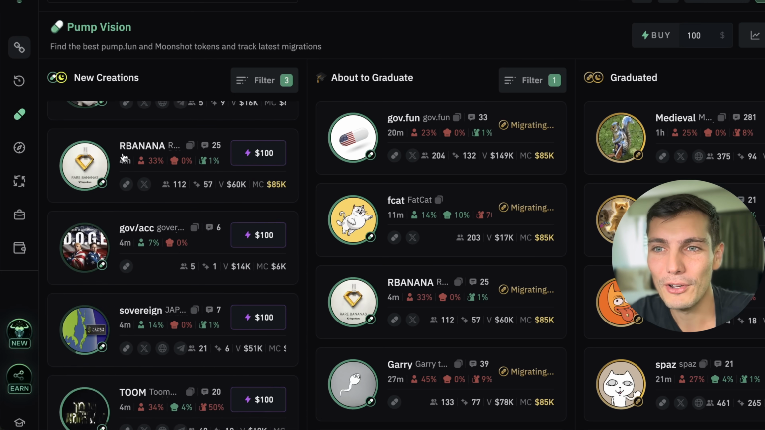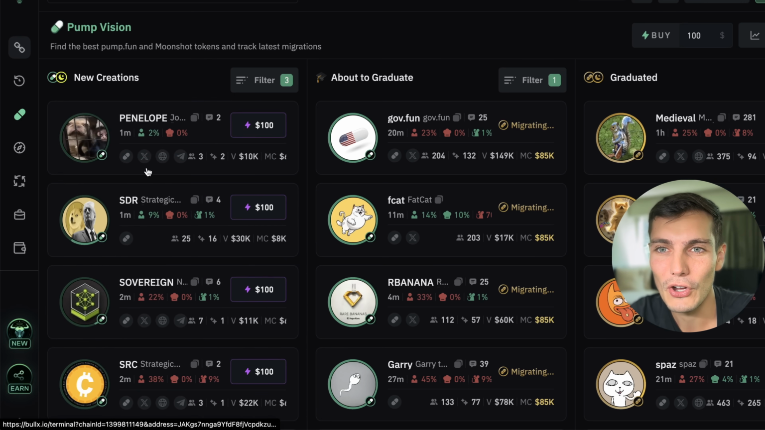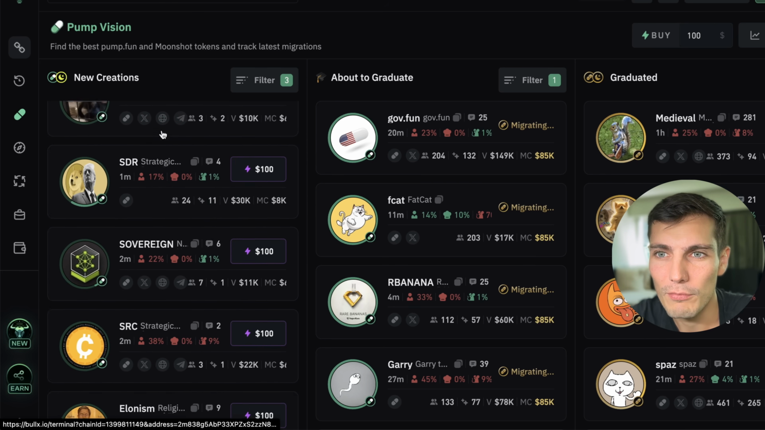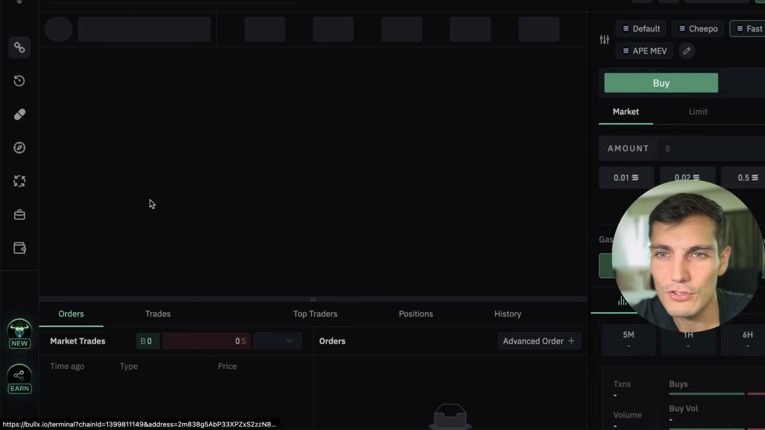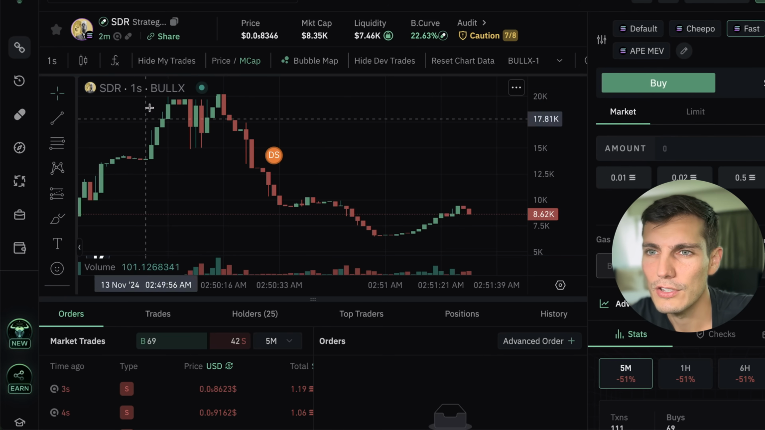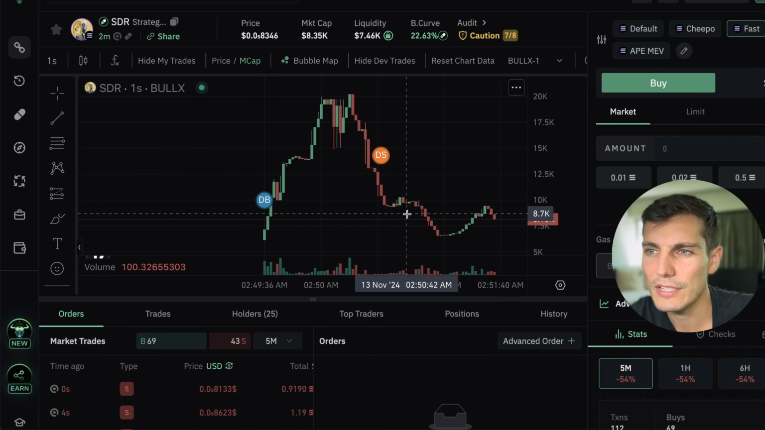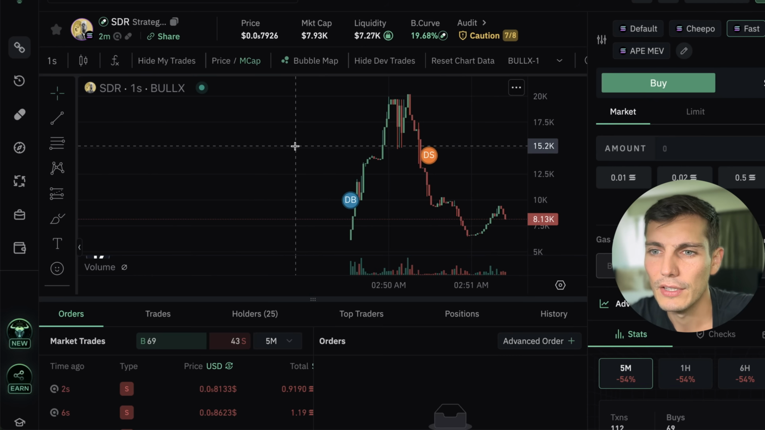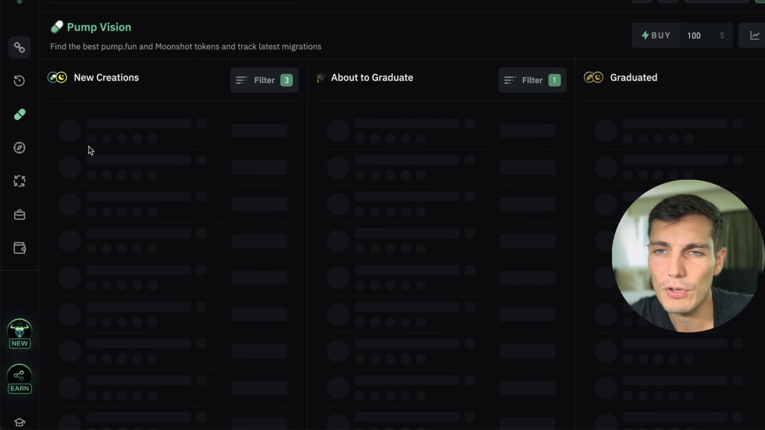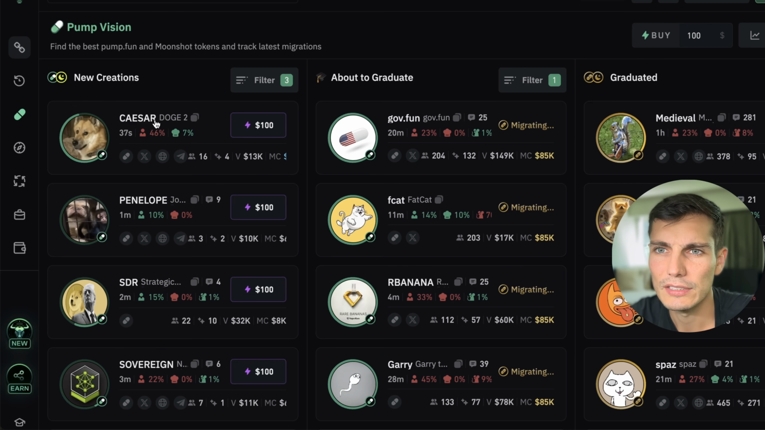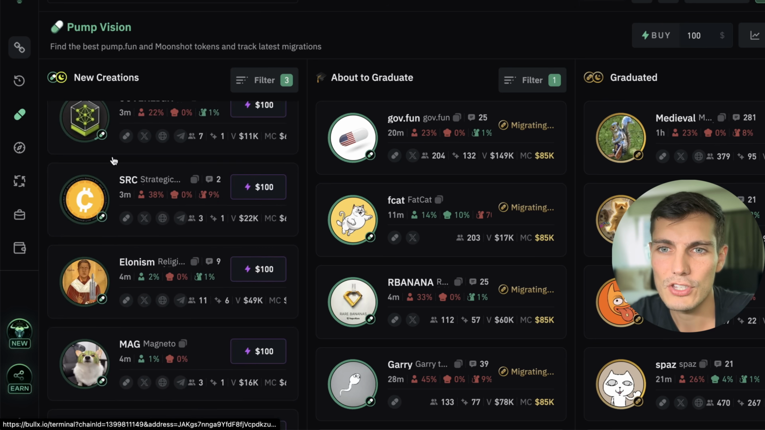And now, of course, I'm gonna try to find a new one, and that one's not gonna go anywhere, I guess. We got Penelope, not enough movement on it. SDR, strategy, dev sold. There's already a big retracement, so unless I see something that will break the 10K, I will not go into it because the meme looks pretty bad. Caesar, Doge 2, and then top 10 holders holding more than 15%. Yeah, they hold 50%. So that doesn't smell good.